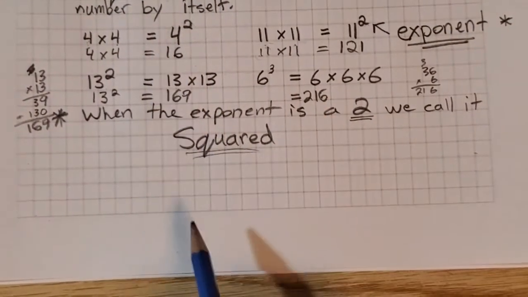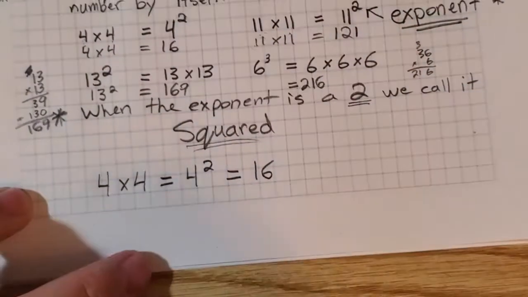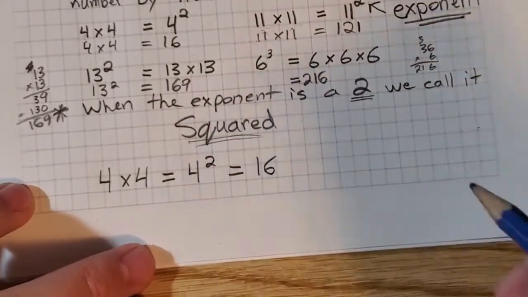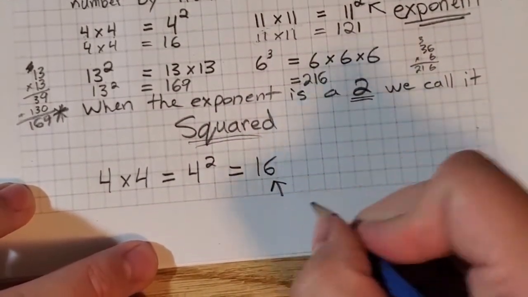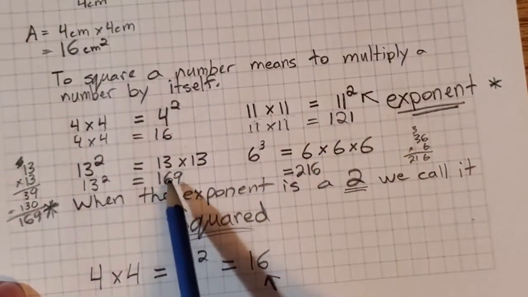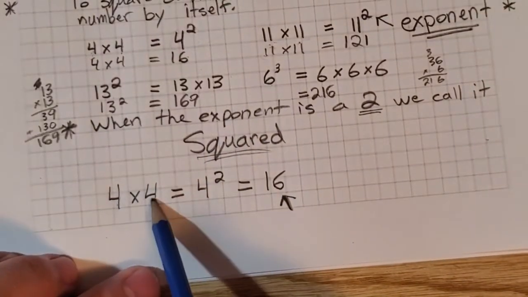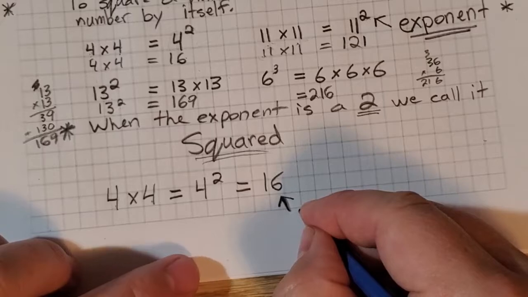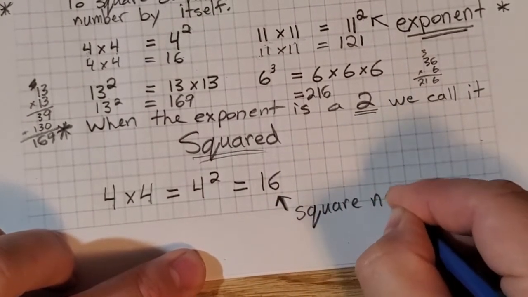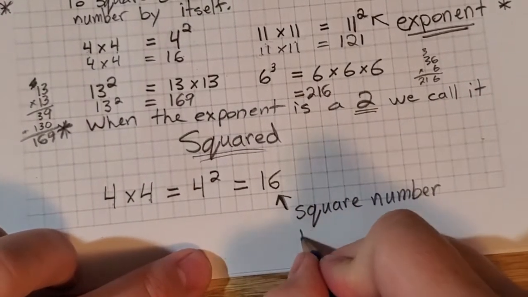I'm going to take one of these and just put it below to explain a little thing here. 4 times 4 was 4 squared, and 4 squared is equal to 16. These numbers that you get, so 16 or 121, 169, 216, those numbers that you get when you multiply a number by itself, this number is called a square number, or a perfect square.